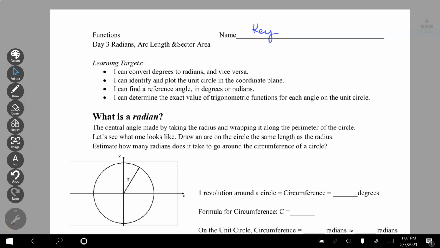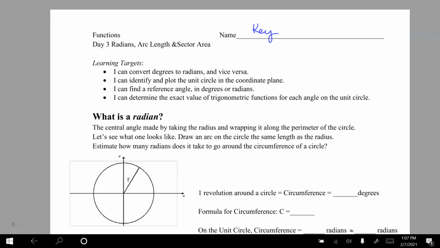We're going to talk about radians. Radians are a very important part of mathematics. In fact, in any course beyond this, you never really talk degrees. Everything's in radians. So radians are not going to go away, and we'll talk about why radians are actually a better way to talk about things than degrees. We're going to talk about arc length and area of a sector.